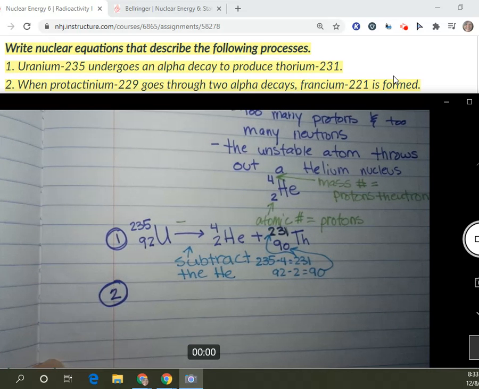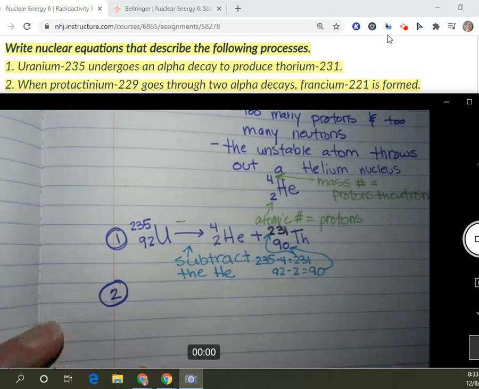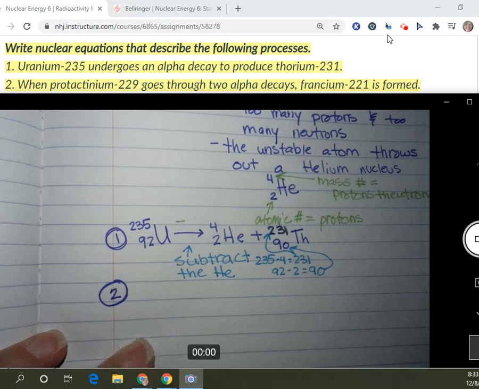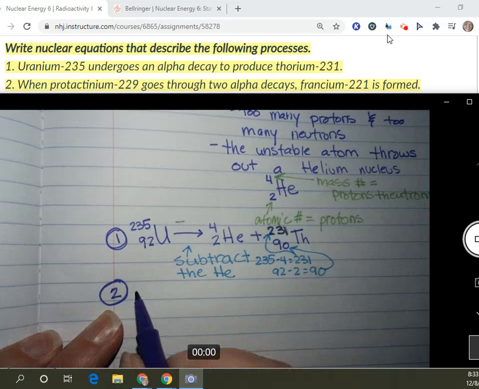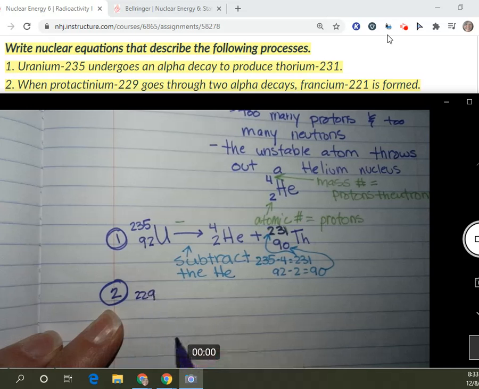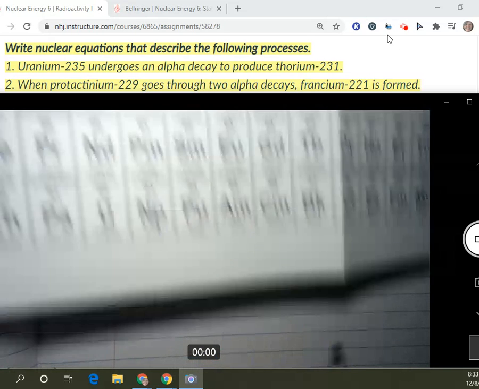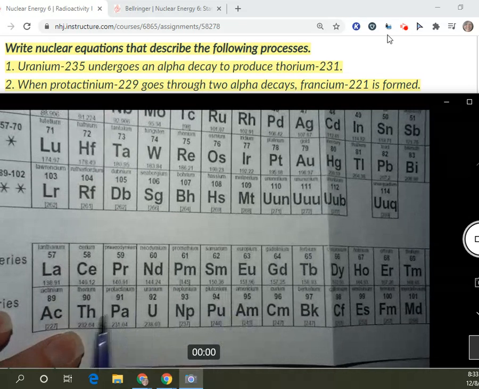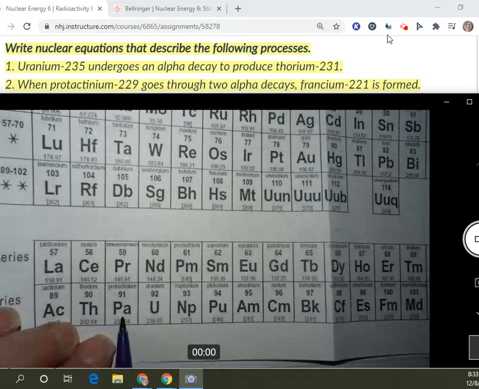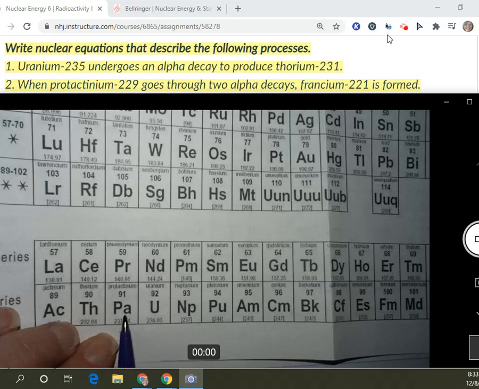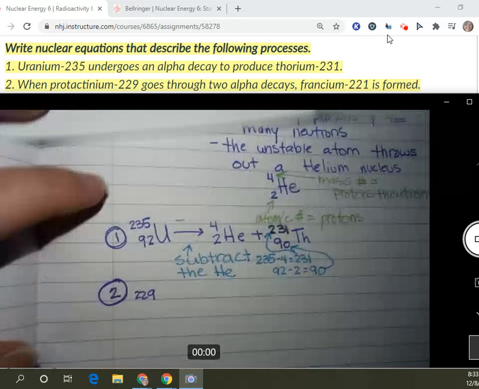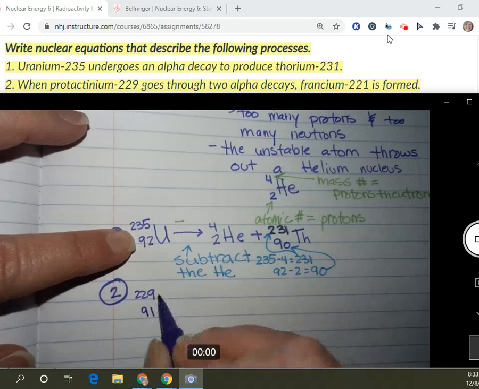When protactinium-229 goes through 2 alpha decays, francium-221 is formed. All right, so we know that 229, I'm going to move down just a little bit, 229 is the mass number. And protactinium, well, we got to find what is its atomic number. Right there, protactinium is 91, and we're going to use the symbol Pa. 91.